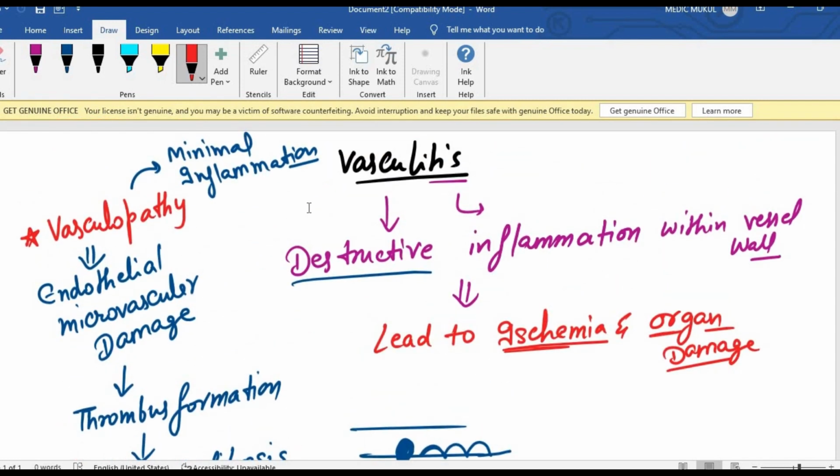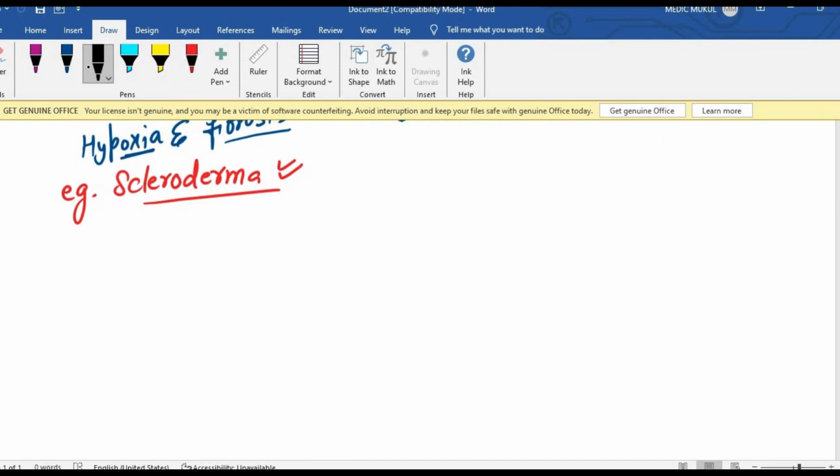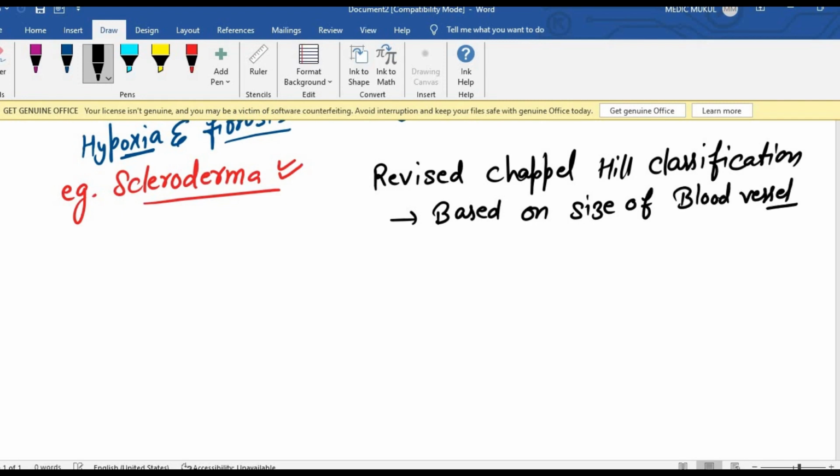Now, to classify vasculitis into large vessel, medium vessel and small vessel types, we have one criteria, the revised Chapel Hill classification. The revised Chapel Hill classification is for classification of vasculitis, and it is based on the size of blood vessels: large vessels, medium vessels, or small vessels.